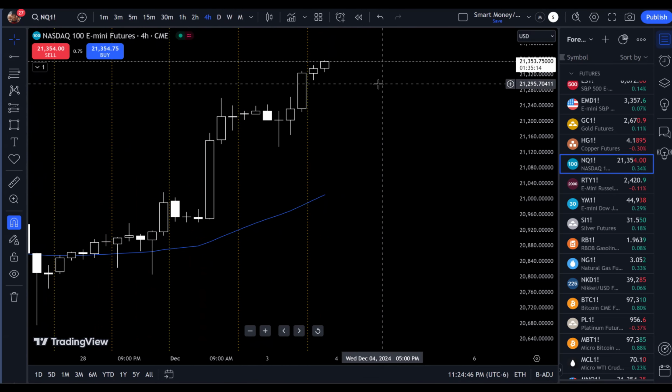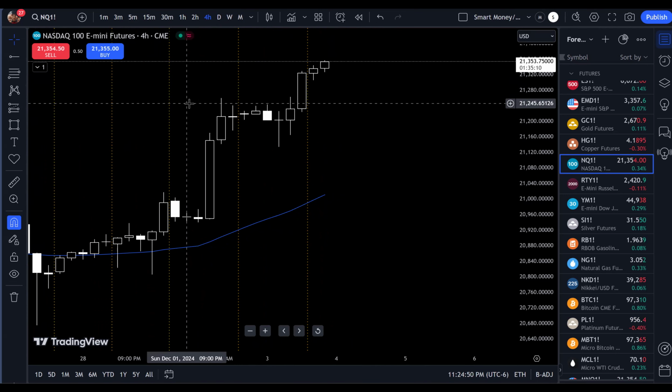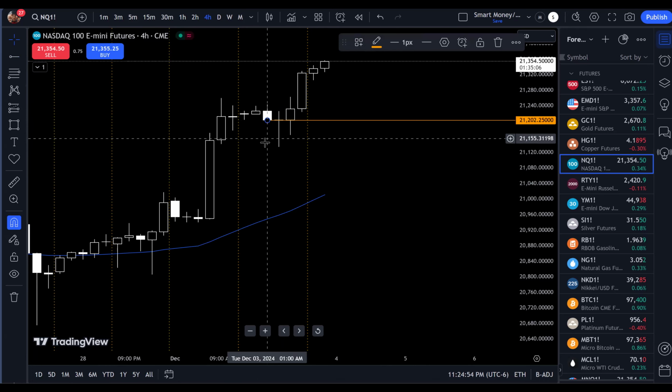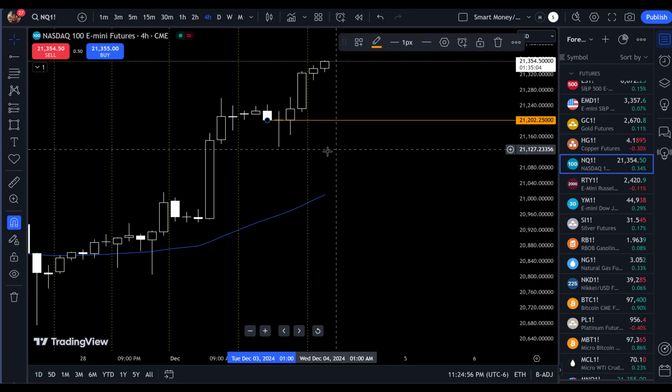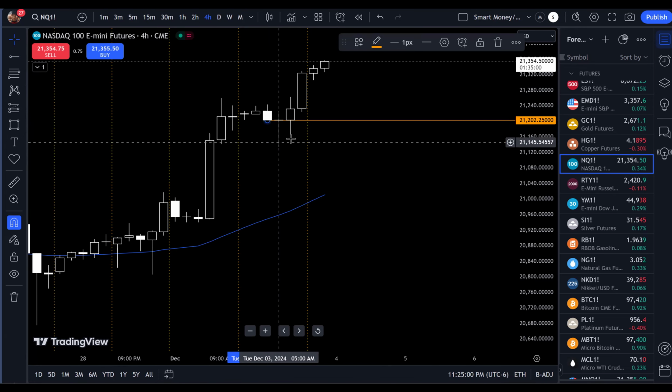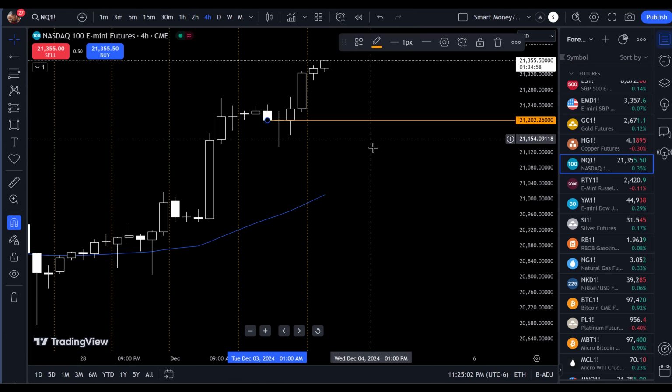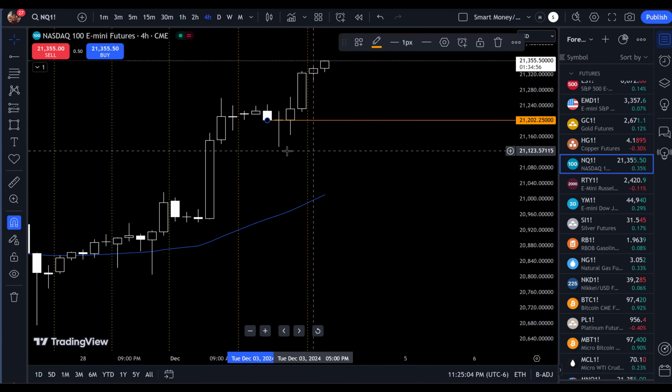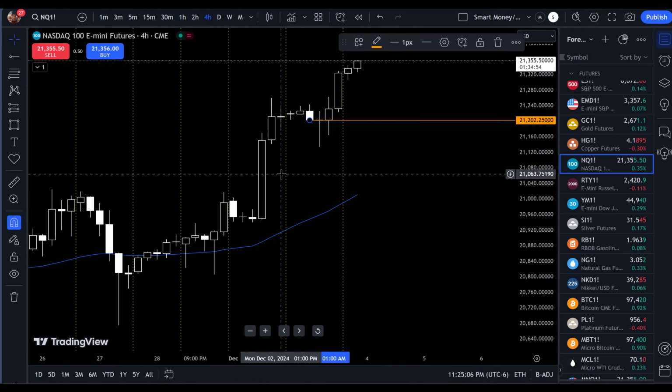But if you don't know how to spot it, if your eyes are not used to it, you might have trouble looking at it. And we also have a sweep right here on the low side. So the first thing I normally do is I mark my liquidity sweeps. I mark my liquidity sweeps and I look to see if it sweeps into an order block or fair value gap. So that's what I do.